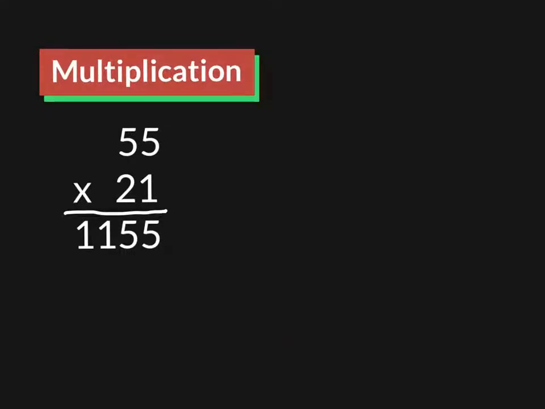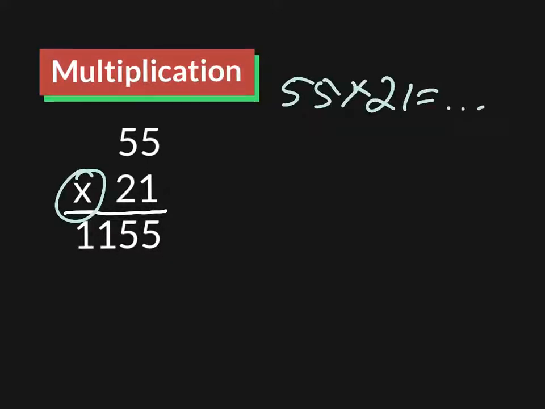There are also different ways you can write multiplication. One way is to use the x, just like this one, or you could write it like this: 55 times 21 equals. Another way is to use a dot. So we could write 55·21, which also means 55 times 21.